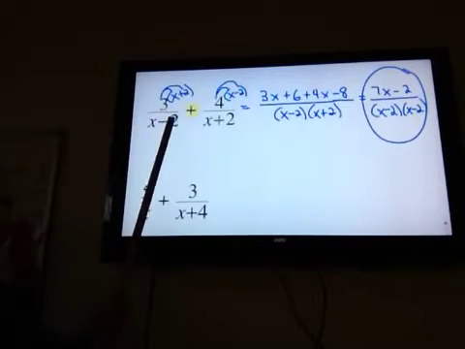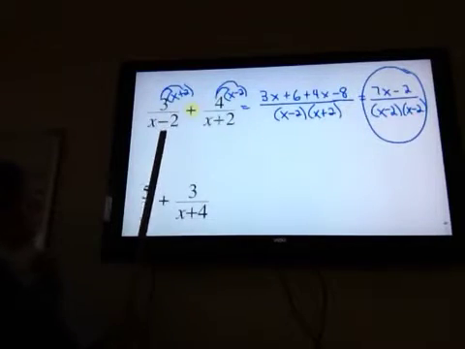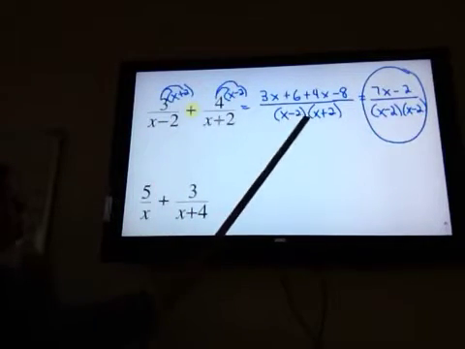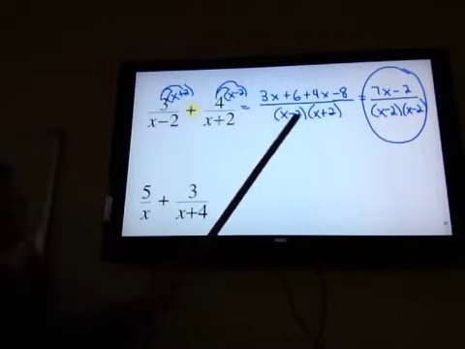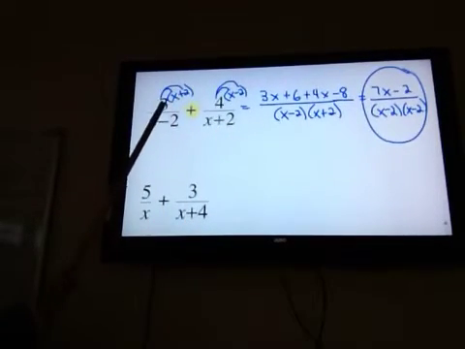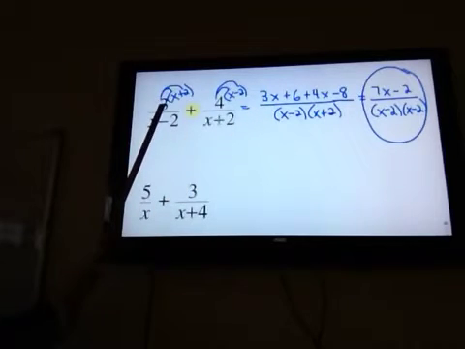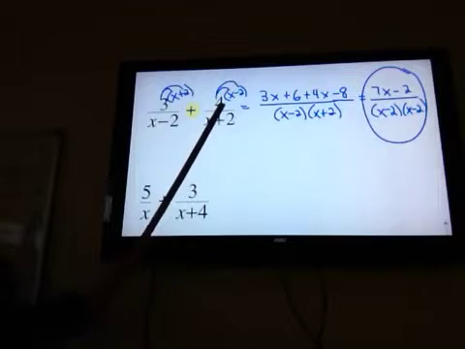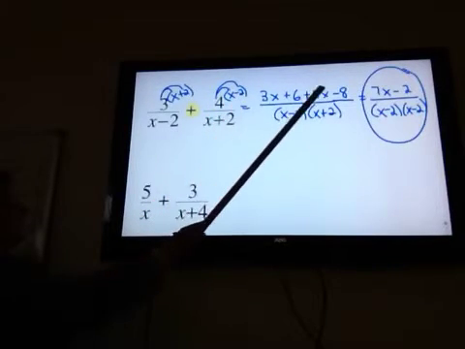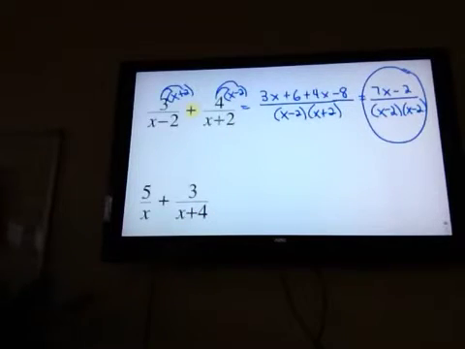So when I compared this denominator to this, what's missing? What's different? The x plus 2. Okay, so that's where that gets written up there. And I do the same thing on this side. Then I actually have to multiply the things I wrote. So 3 times x is 3x, and then 3 times 2 is 6. Now I distribute here. 4 times x is 4x, and 4 times minus 2 is minus 8.